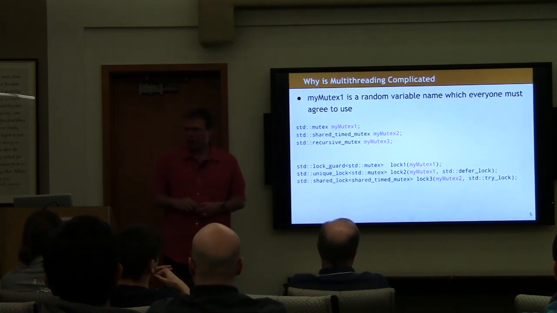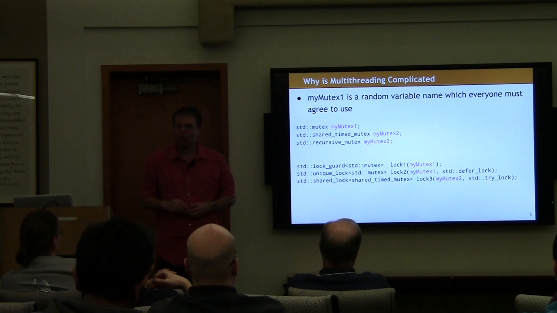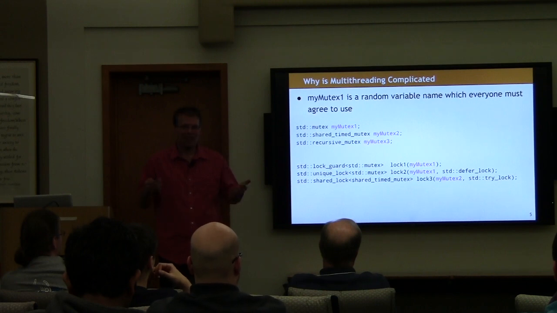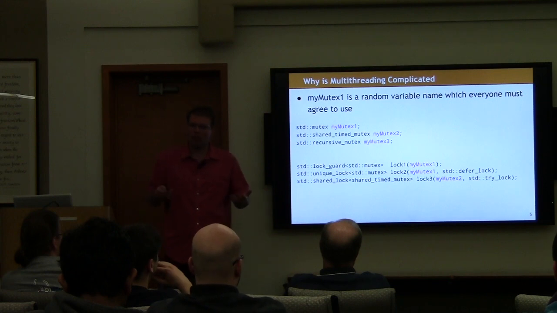Another reason why multithreading is complicated is because mutex is a rather odd and abstract concept. A mutex is a thing. Well, what's its behavior? Well, you can lock it. Well, what does that mean? I don't know. What does it mean to unlock it? When do you lock and unlock it? It's not defined by the language or the abstractions that we're using.